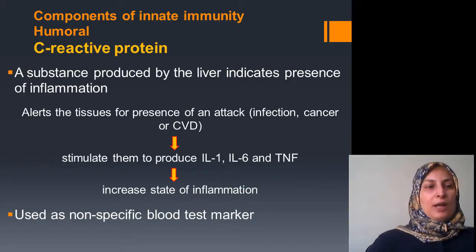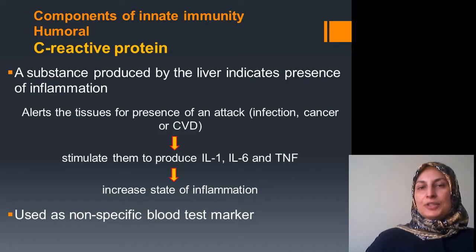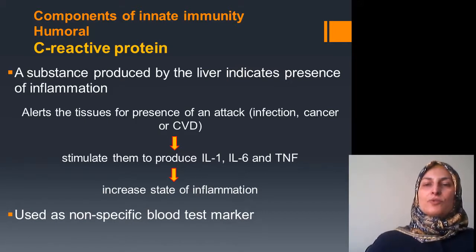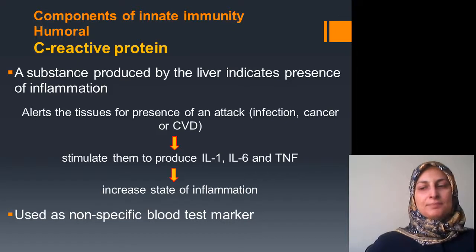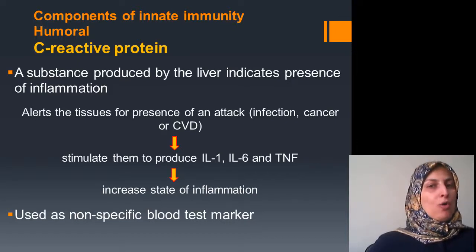We order it if we are suspecting certain autoimmune or immune abnormality or dysregulation. So we'll ask for C-reactive protein. For example, if a patient is complaining of joint pain and we want to see if he might have rheumatoid arthritis, we will order rheumatoid factor. We will also order C-reactive protein.